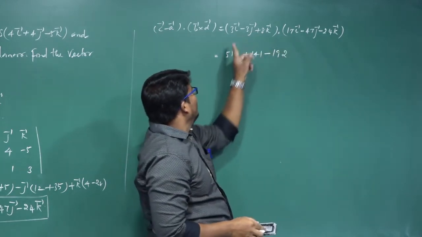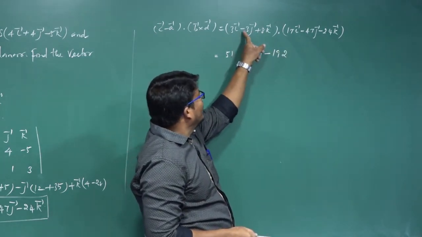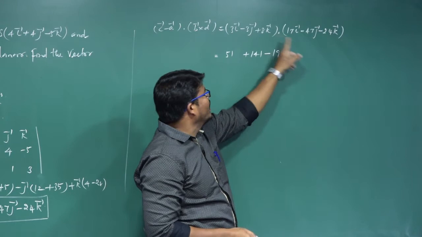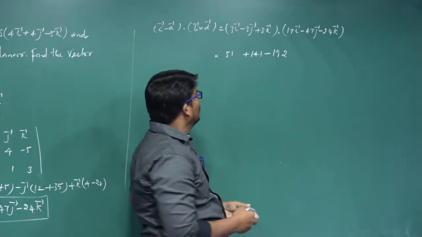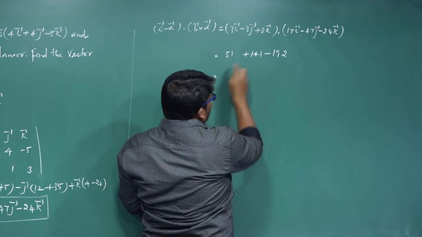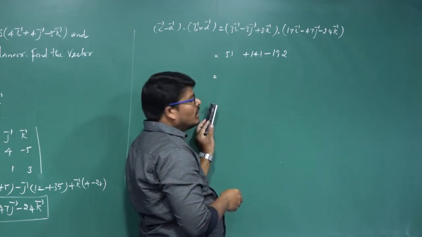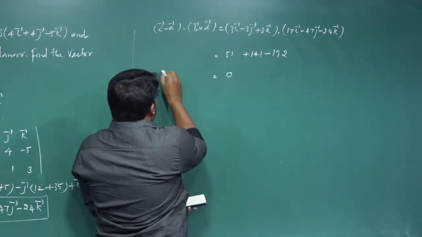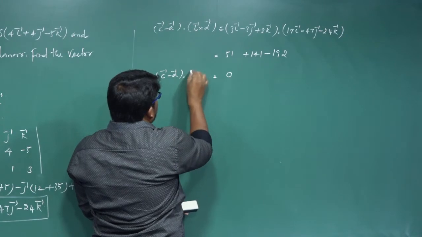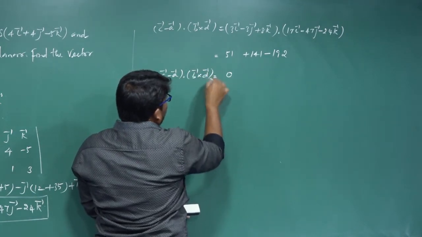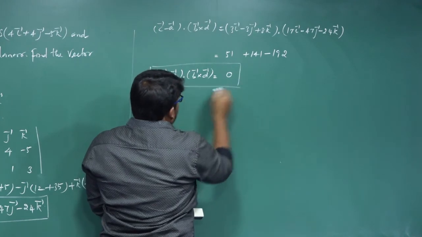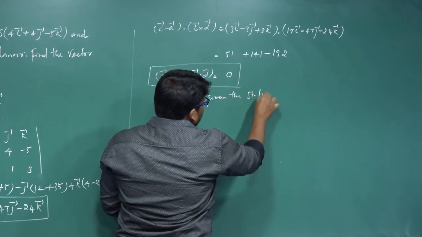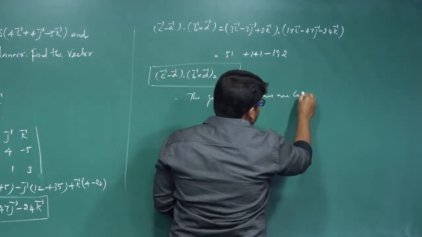So 17 into 3, 51. Next, minus into minus plus 47 into 3, 141. Plus into minus minus, 8 into minus 24 is 192. Now add the values. 51 plus 141, 192. 192 minus 192, the value is 0. So c vector minus a vector dot b vector cross d vector equal to 0. Therefore, the given straight lines are coplanar.